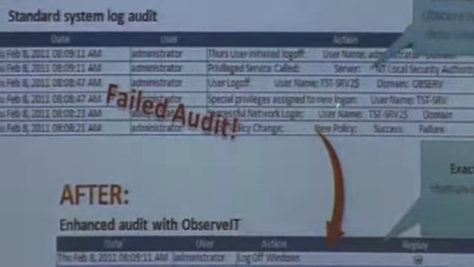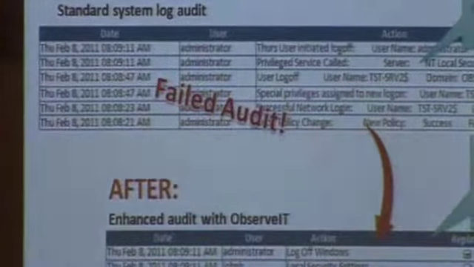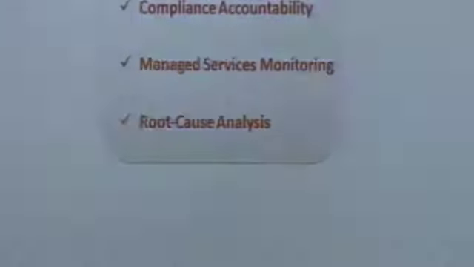This is the audit report makeover. This is what it would look like without a user activity log, and this is what it would look like with a user activity log. Here it's very obscure system events that don't really tell you anything, while here you can see this is human readable, and you can play a video that shows you exactly what happened.